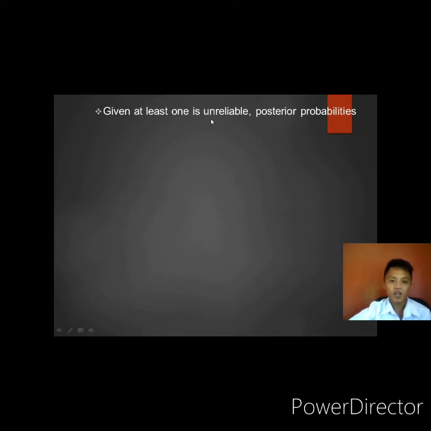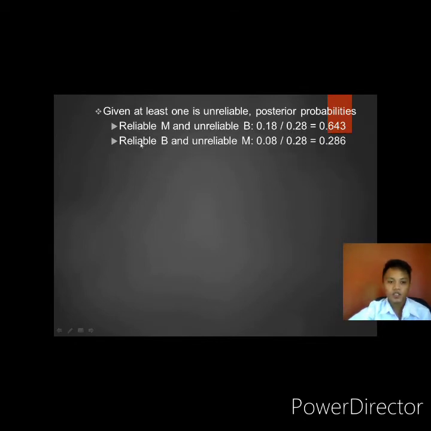Given at least one unreliable posterior probability: reliable M and unreliable B, 0.18 divided by 0.28 equals 0.643. Reliable B and unreliable M, 0.08 divided by 0.28 equals 0.286. Belief measure for H1.